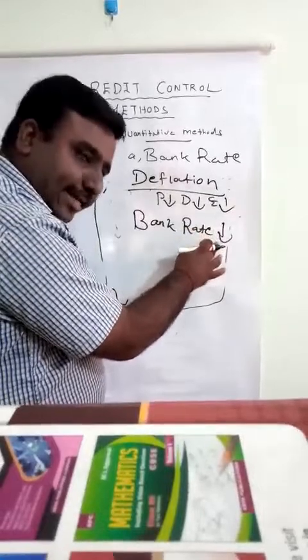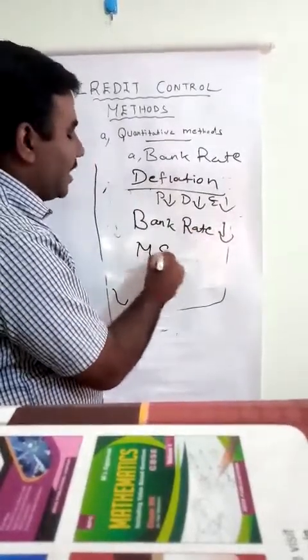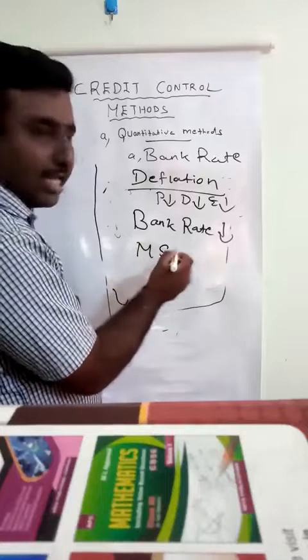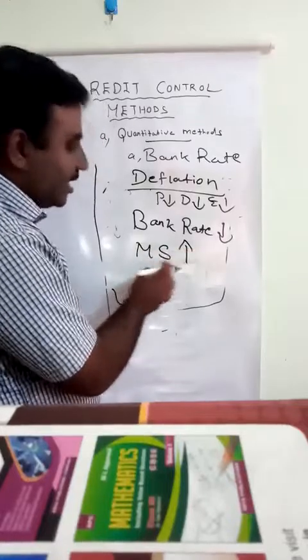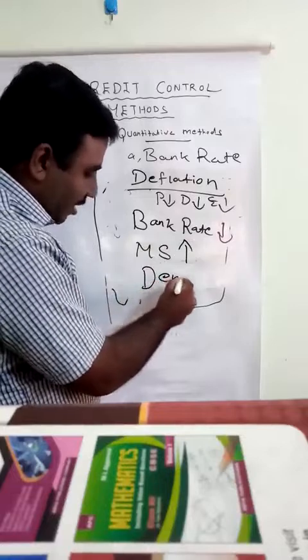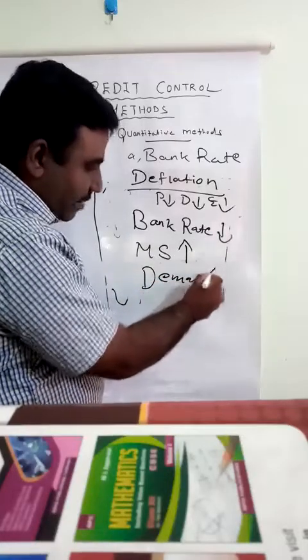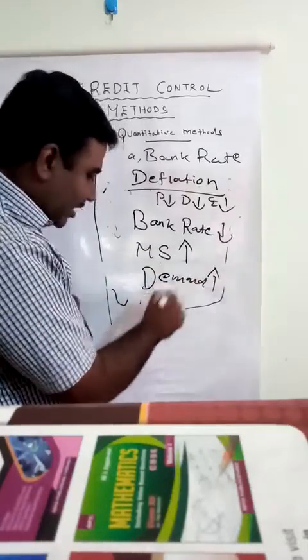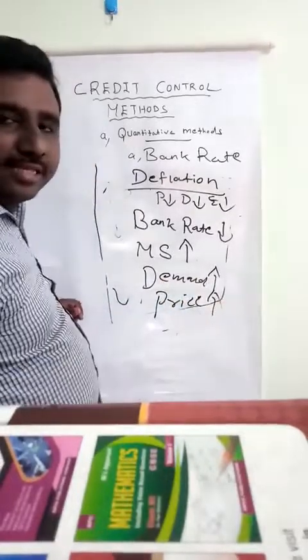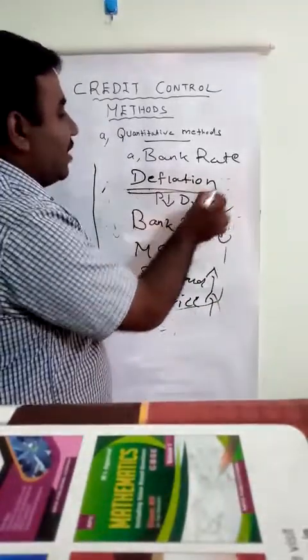When the bank rate decreases, the money supply, MS meaning money supply, in the economy will increase. When the money supply increases, it will increase the demand. When the demand increases, the price will also increase. So this is what happens at the time of deflation.